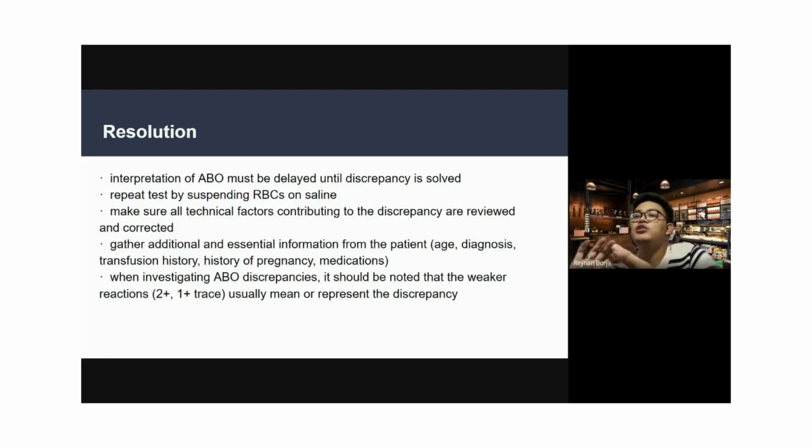Okay? Next is, when investigating your ABO discrepancy, it should be noted that the weaker reactions, 2 plus, 1 plus, and trace, usually mean or represent the discrepancy. So, yun yung sinasabi ko. Kapag weak yung reaction, kapag hindi pati nag-correlate dun sa other system, so possible may ABO discrepancy. Pero kung weak lang talaga yung reaction, possible hindi naman siya ABO discrepancy. Sadyang weak lang yung reaction. So sinabi lang dito, it should be noted kapag weaker reaction kasi nga possible may ABO discrepancy. Okay?